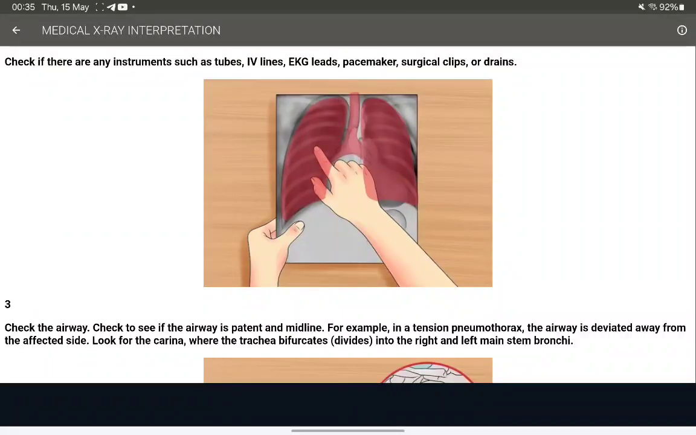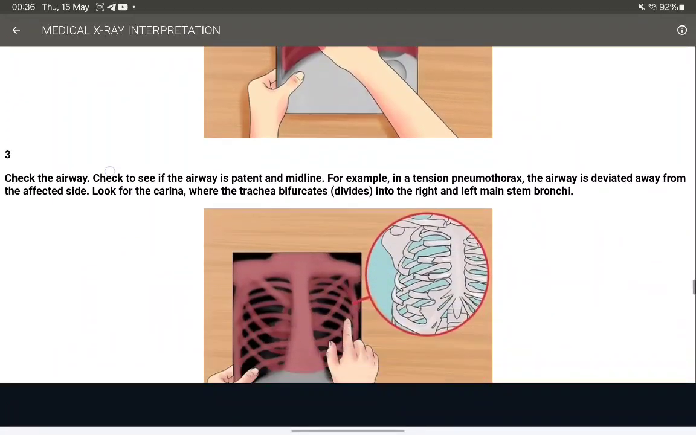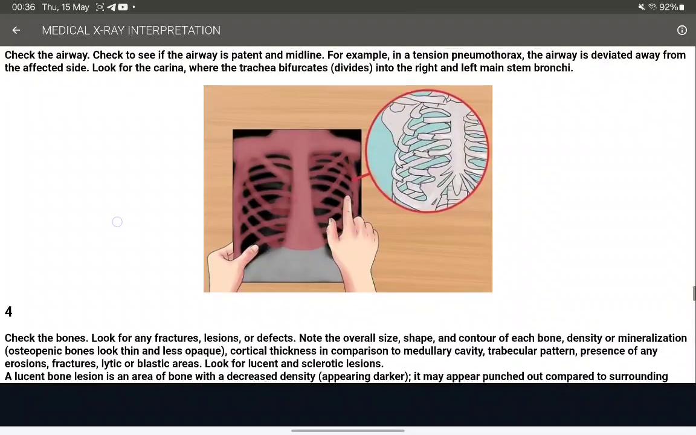Look for the carina, where the trachea bifurcates. The carina is where the trachea bifurcates into 2 bronchi, right and left. Main stem bronchus or bronchi.